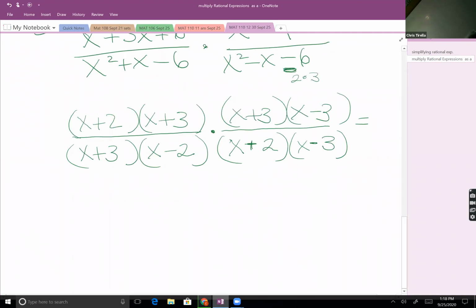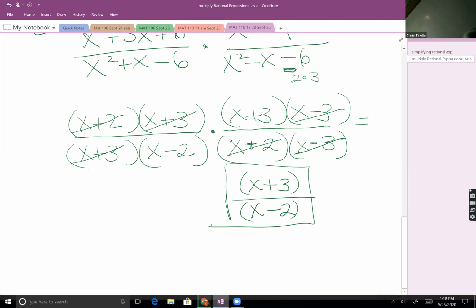And now we get to, that's the factoring is the hard part. Once we've got that done, we can have fun. I think crossing things out is fun. So we can have fun reducing. There's a common factor of x plus 3. There's a common factor of x plus 2. There's a common factor of x minus 3. And so my final answer is x plus 3 over x minus 2.